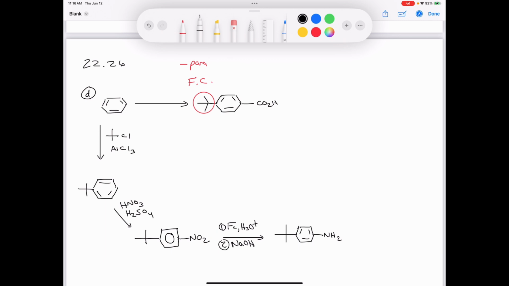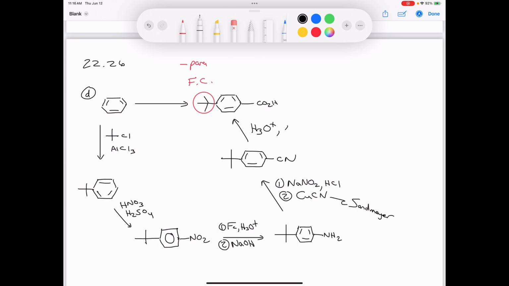So then we're going to diazotize and we're going to replace the diazonium with a nitrile. So in step 1, sodium nitrite and HCl. That makes our diazonium salt. Then Sandmeyer. Right, remember this is a Sandmeyer reaction. That's going to install our nitrile. So we've got our nitrile here. And we have our tert-butyl group out here. And the last step is just the hydrolysis, which is just aqueous acid and heat it on up.